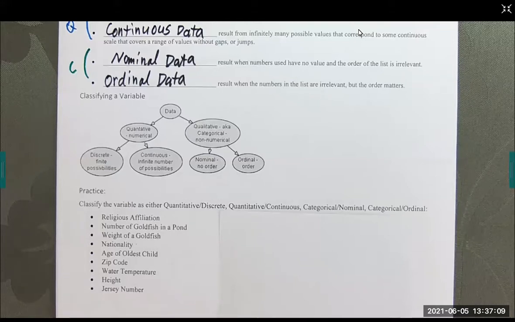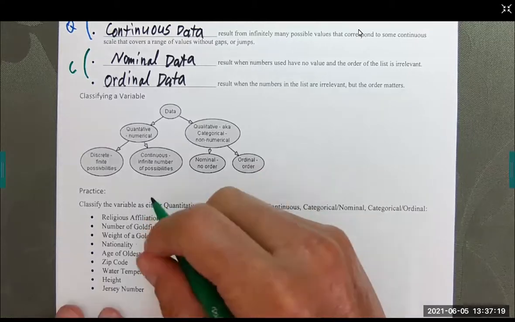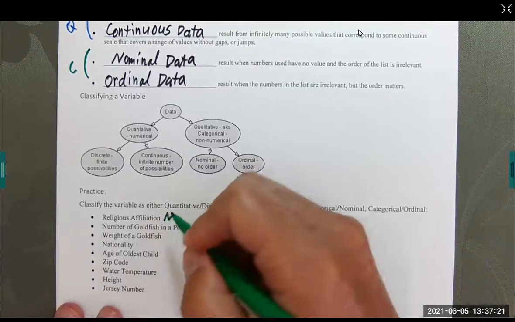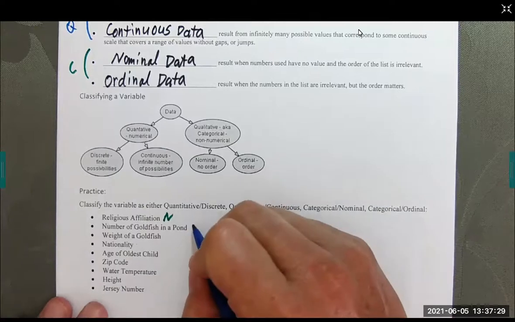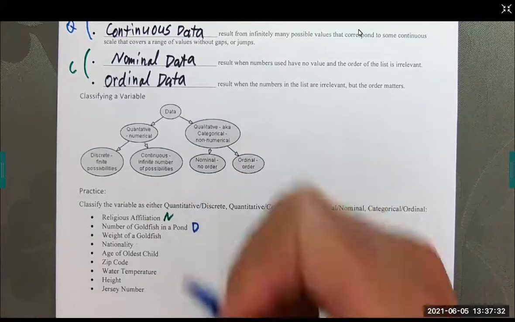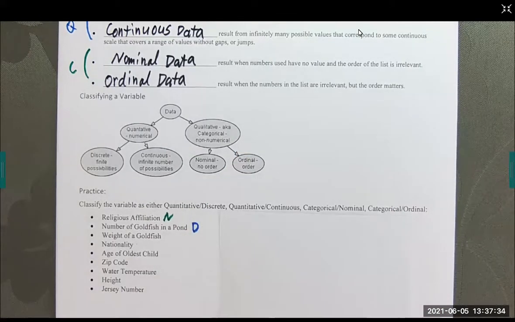All right, so our first one is religious affiliation. There is no order to that, and there's no number really to assign to that. So that is going to be nominal. I'm just going to put an N there. The number of goldfish in a pond, that is definitely countable. That is definitely discrete. The weight of goldfish, that is continuous, actually.